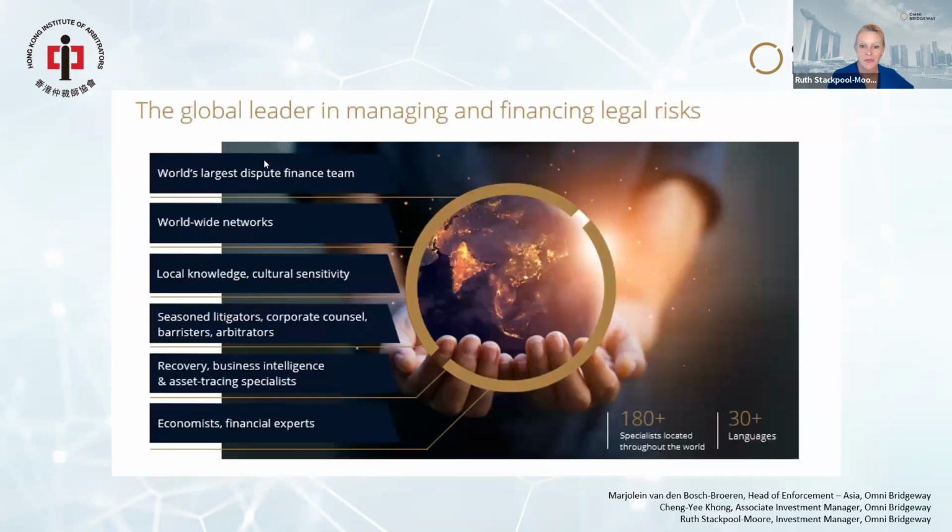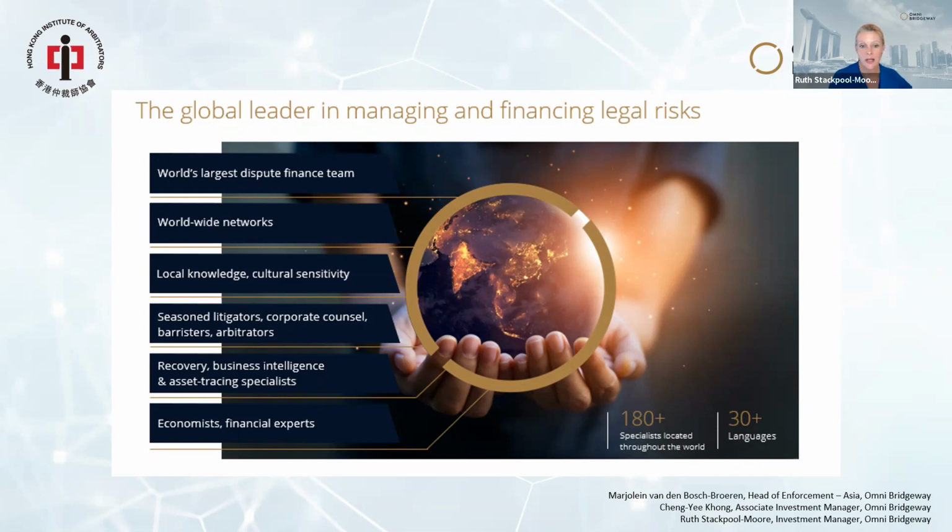Effectively, OmniBridgeway was a strategic combination of a number of different businesses. It has existed in one form or another for more than 35 years. And effectively, it was a combination of IMF Bentham, which was an Australian listed company, which started off very much in the merits funding side of things, and OmniBridgeway, the legacy entity, that was a specialist cross-border enforcement and recovery company, founded in the Netherlands and with a very strong footprint in EMEA.